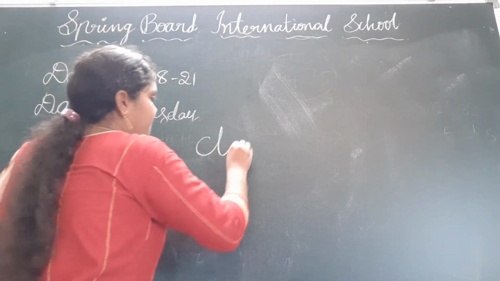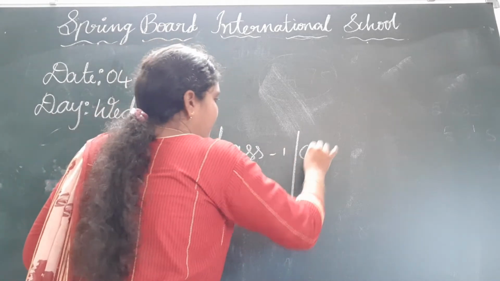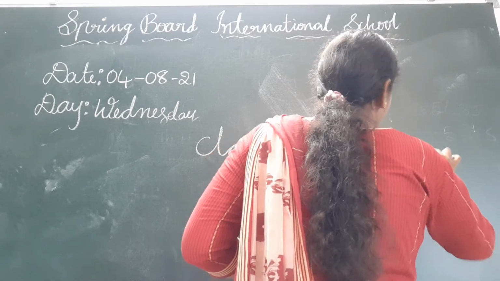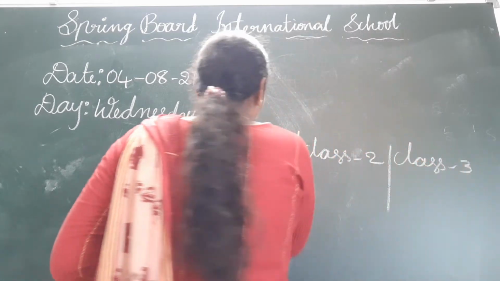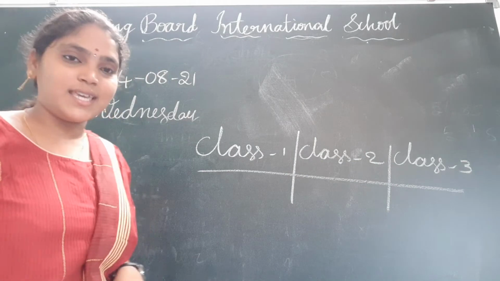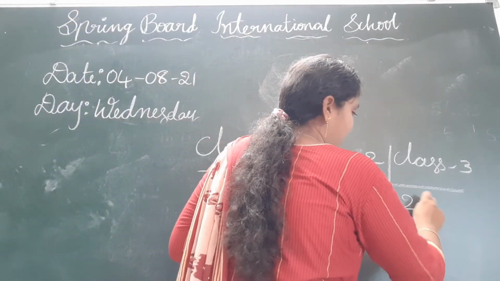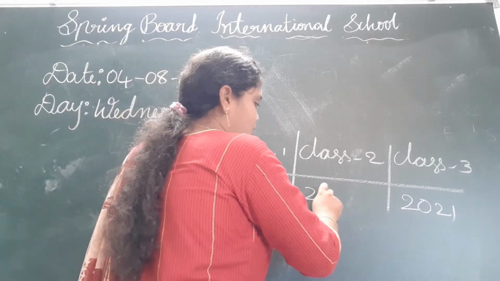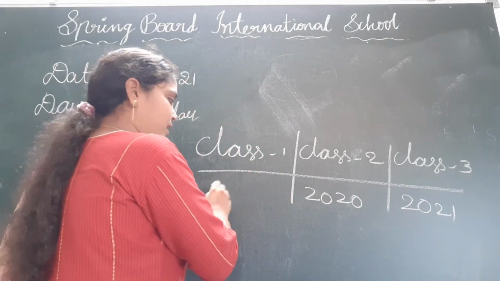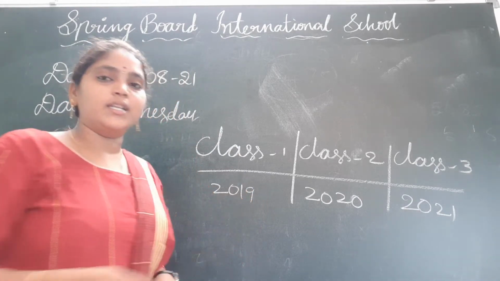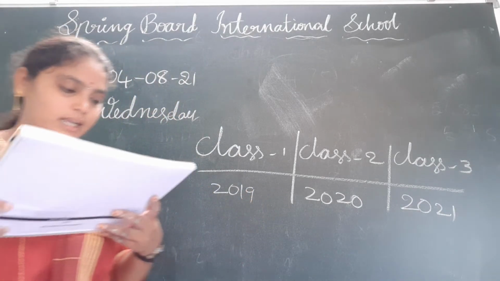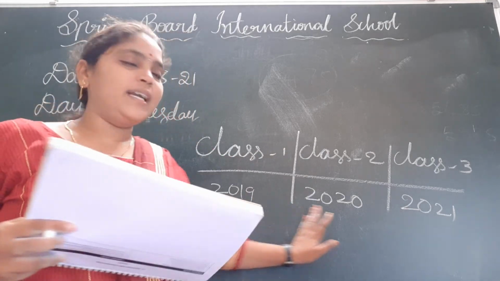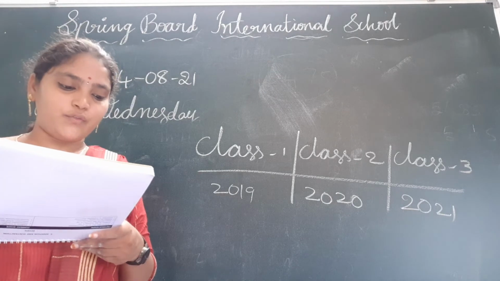Here given by class 1, class 2, class 3. So now you are studying class 3 and this is 2021, so right, 2021, and you are in class 2 2020, am I correct or not? And in class 1 2019, so like that you have to write it, children. And then how many digits are there in these numbers? You have to find it.